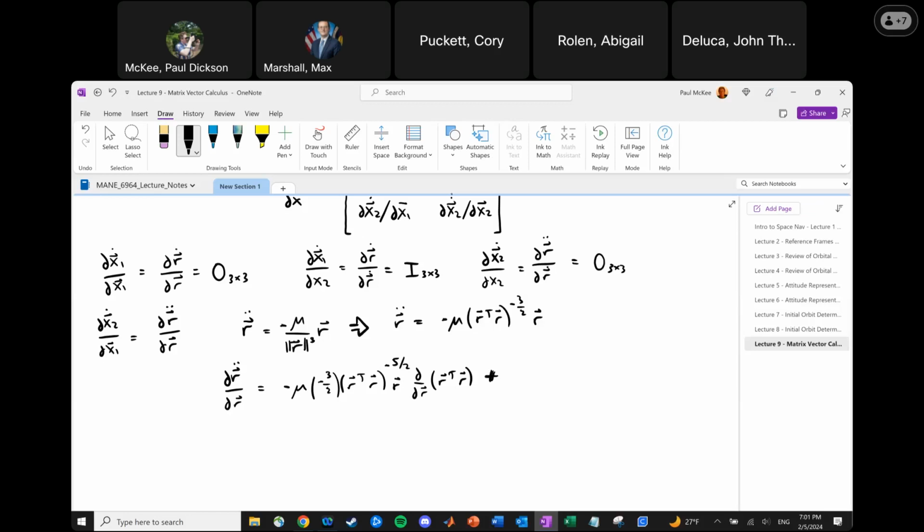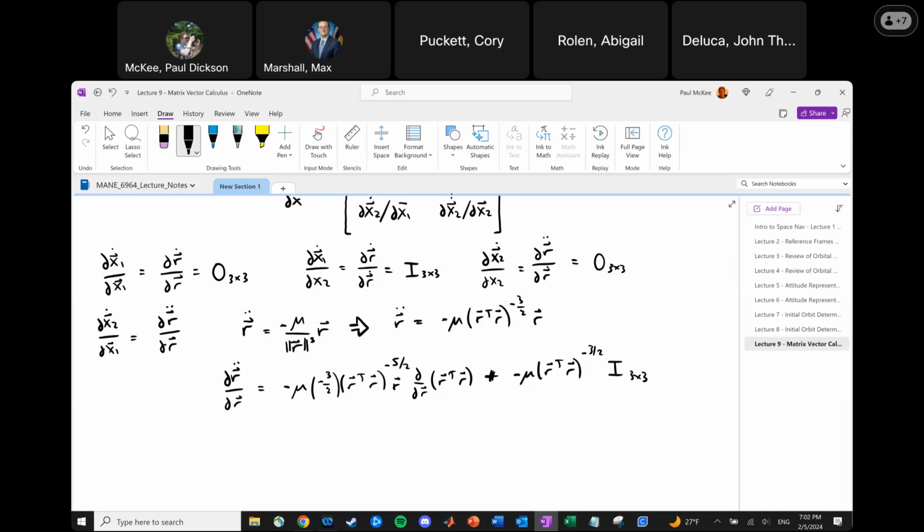And then we also have the product rule. So it's the first term times the derivative of the second term plus the second term times the derivative of the first term. So the next one's going to be really easy, right? It's going to be negative mu r transpose r to the negative 3/2 power. And then we just drop the r, right? The derivative of r with respect to itself would just give us the 3 by 3 identity matrix. So the derivative where we're holding the first bit constant and taking the derivative with respect to r is trivial. The first part is a little bit more complicated.